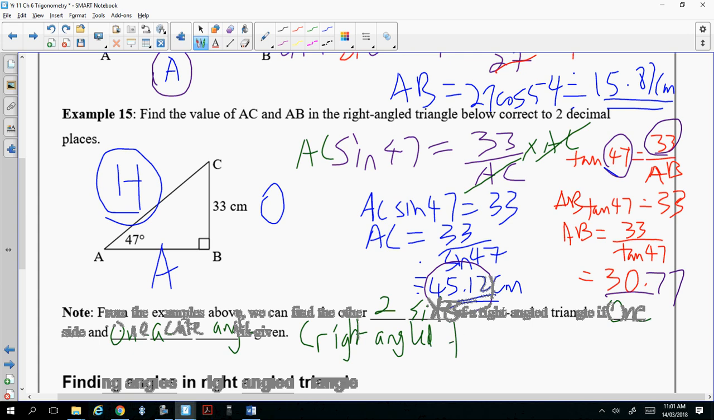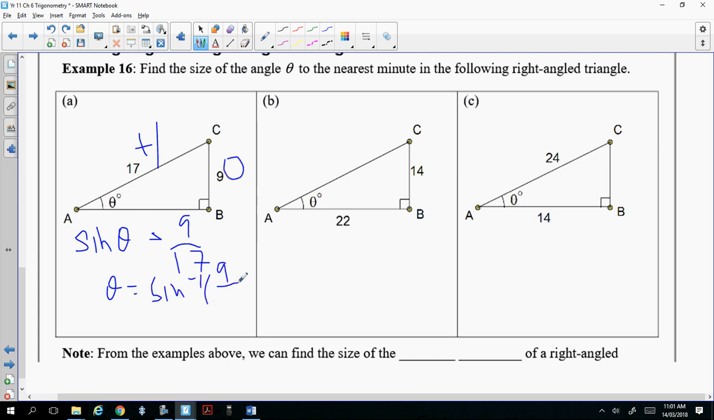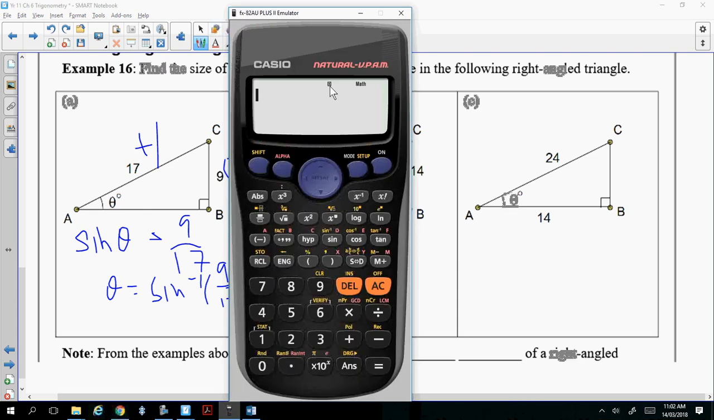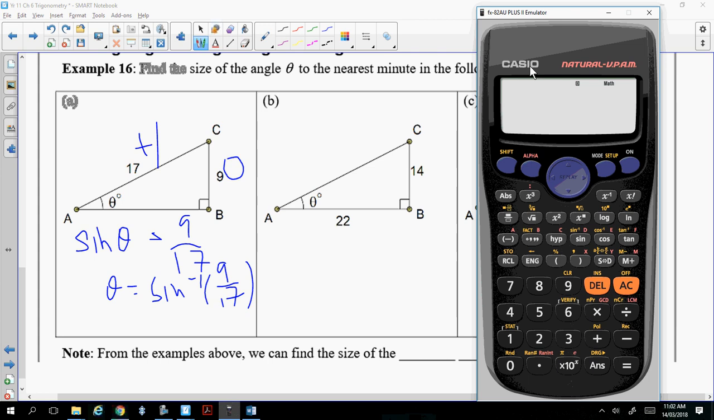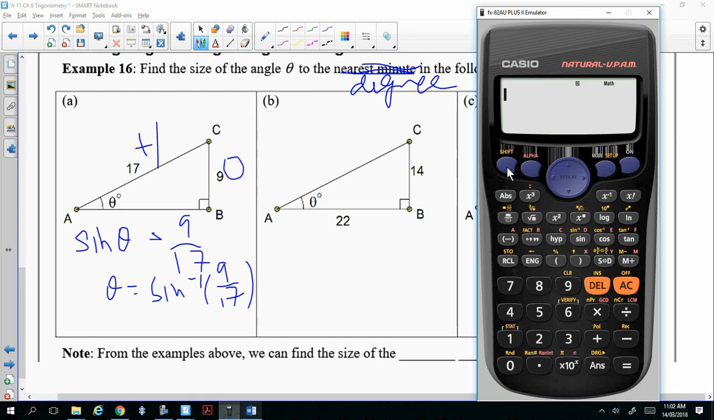Let's find angles. Angles are a little bit easier. So how do we do angles? We just label the sides, opposite and hypotenuse. What do we get? Sine, right? So write sine theta equals 9 over 17. To get theta, you go sine inverse of that. Nearest degree is fine, minutes take too long. So shift sine 9 divided by 17, nearest degree, 32 degrees.